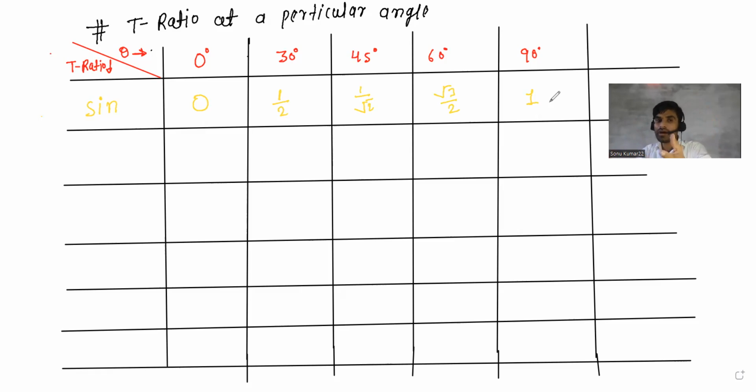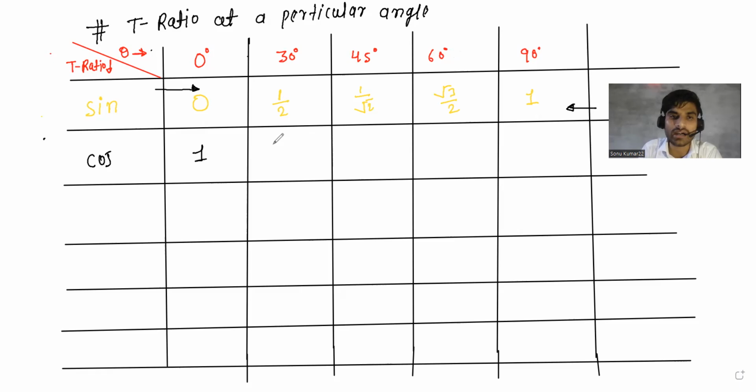Okay. If I want to know the cos value at this particular angle, we have to just reverse it. Cos 0 is equal to sine 90. It means here you can put 1. Cos 60 is equal to this one. For the sine value, you go from left to right. For the cos value, you have to move from right to left. Here 1, here root 3 by 2, here 1 by root 2, here 1 by 2, here 0.